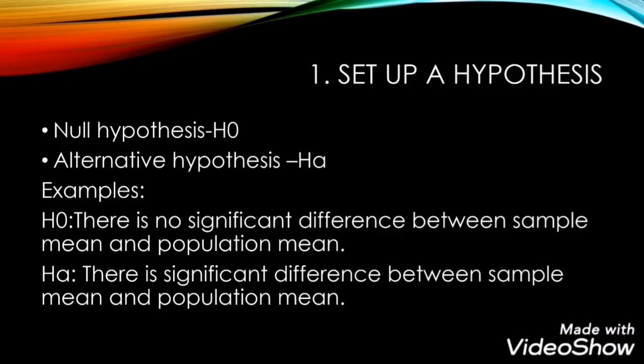In its simplest form, we can state that there is no significant difference between sample mean and population mean. And the alternative hypothesis is that there is a significant difference between sample mean and population mean. So in the null hypothesis, we are framing the hypothesis negatively: there is no significant difference. And once this is rejected, it leads to the acceptance of the alternative hypothesis.